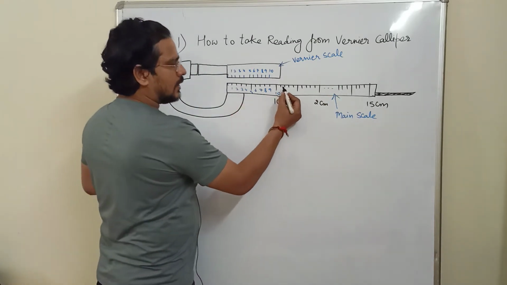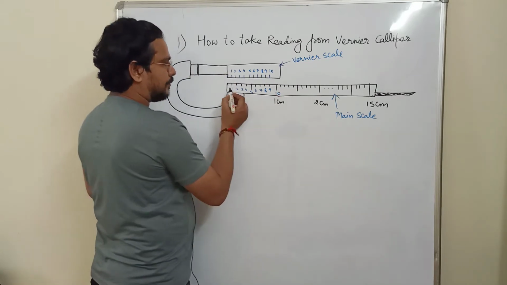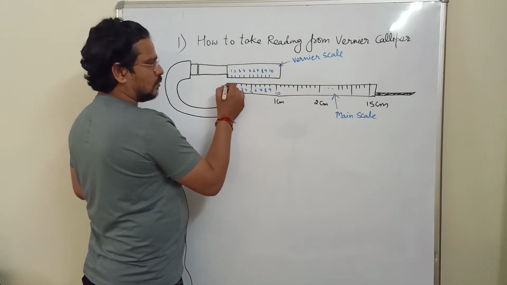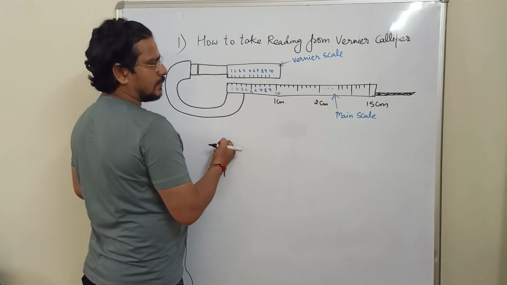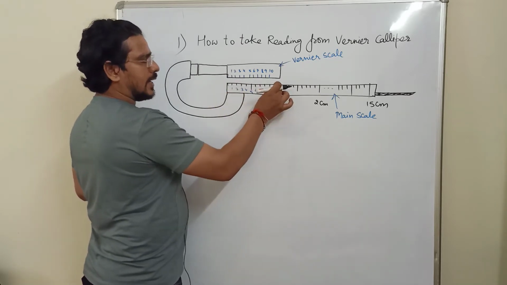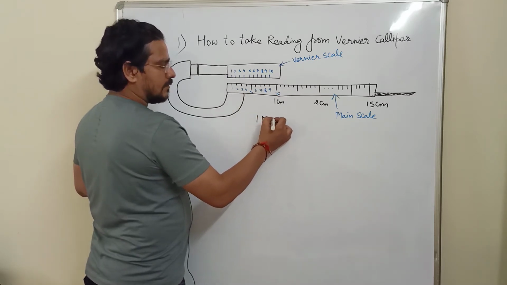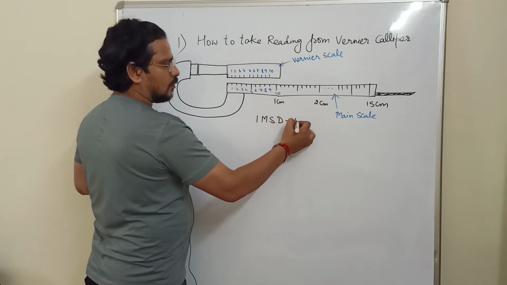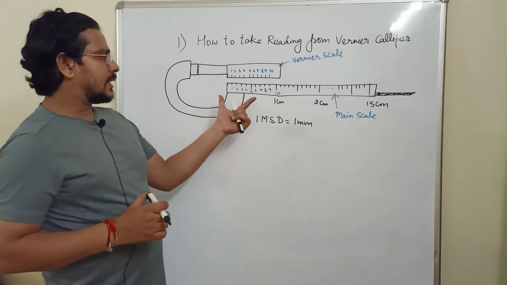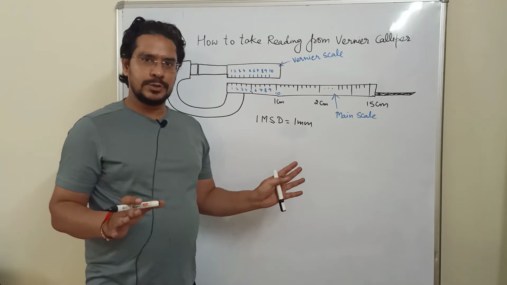The minimum distance between two points in your main scale is 1 mm, like 1 centimeter is dividing into 10 divisions. So one main scale division, which is known as MSD, is equal to 1 mm, because we know that main scale is having one division which is equal to 1 mm, like our normal routine scale.